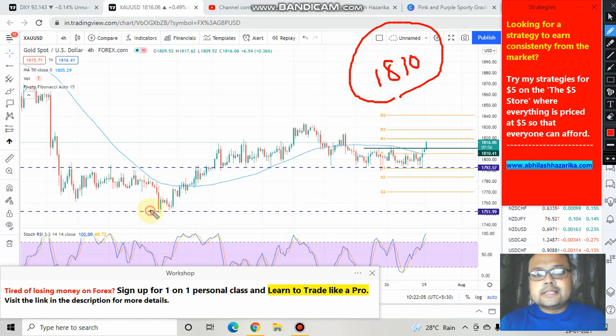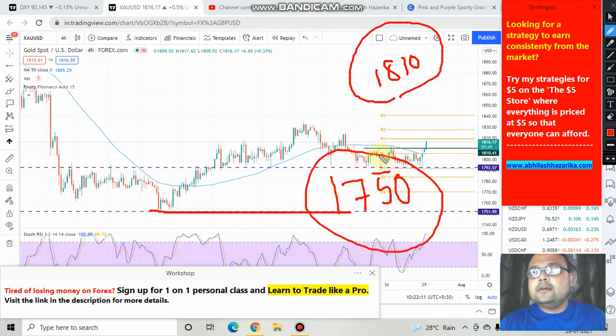First and foremost, let's discuss this level, 1750. This is the second support for the market right now, because when the market was facing severe selling pressure, this was the level that provided support to the market. So 1750 is still there in the market as a support, but right now the current market price is far away from 1750, so this price is not required for today or tomorrow.